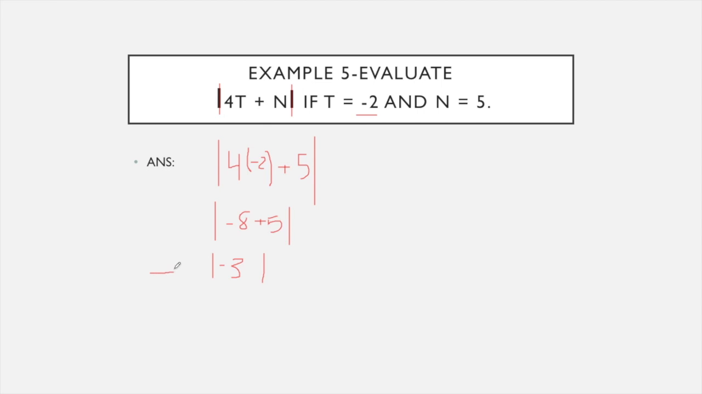What is the absolute value of a negative 3? Well, remember these bars make everything in here turn out positive. So we make it positive, we remove the absolute value bars. So what is the solution to example 5? Just positive 3.